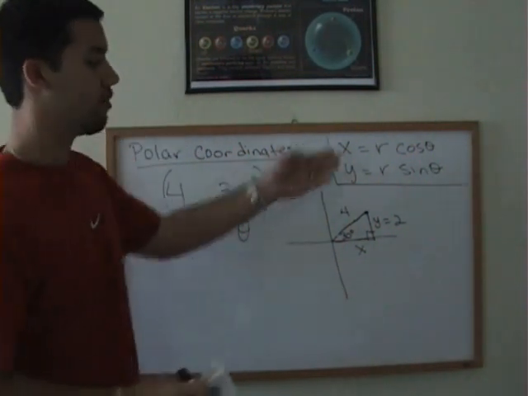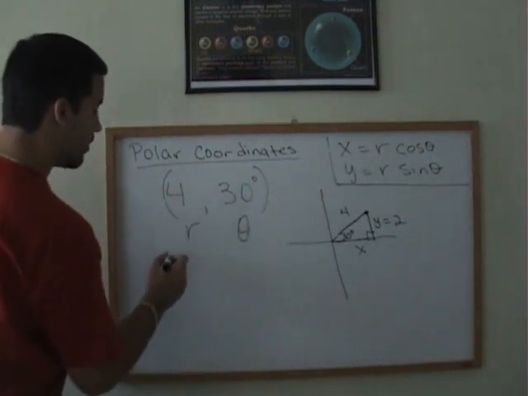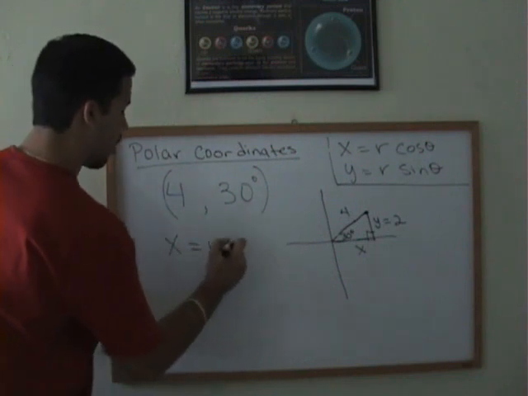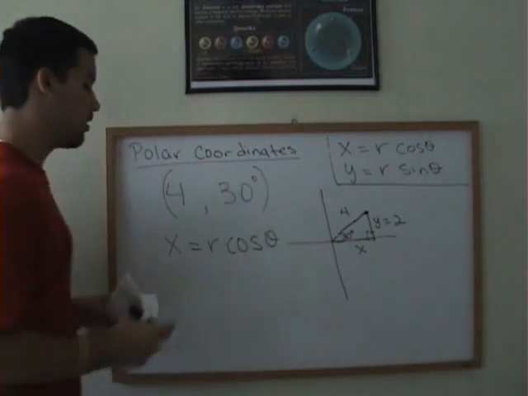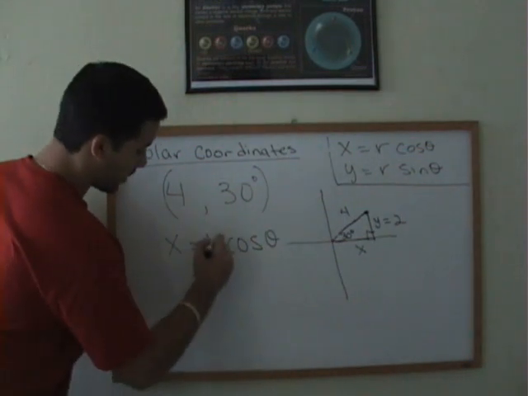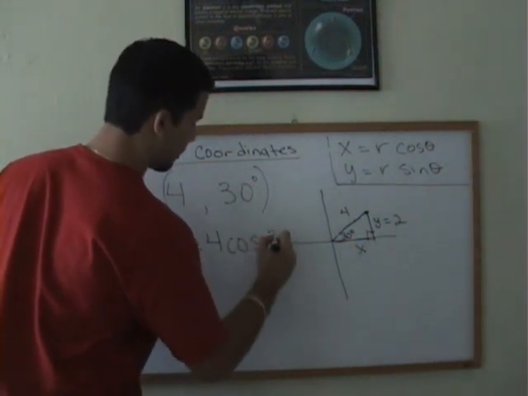So now I can use this formula and skip the whole trigonometric mess. So I'm going to write it down immediately. I'm going to say x is equal to r cosine theta. R, we know is 4, so I'm going to erase here and I'm going to put a 4. And theta, we know is 30 degrees.